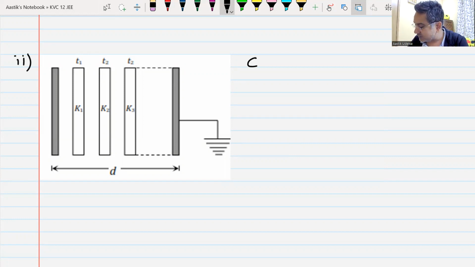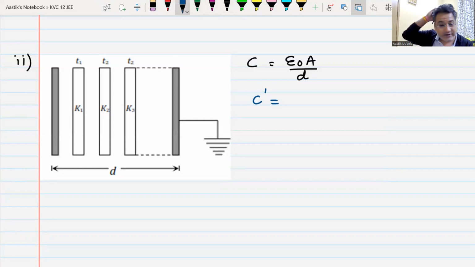If I just write here the original value of capacitance, that will be equal to epsilon naught A by D. Can anyone tell me what will be the value of C dash? When I say C dash, I mean the new capacitance with all these dielectrics already there.